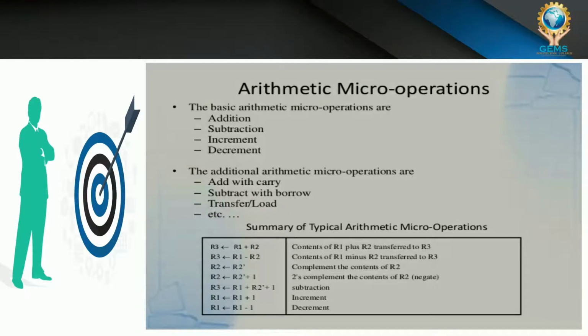But all operations will be performed on registers only, because a register contains the data and that particular data only we are operating on. What are the arithmetic operations? We will see the types of operations one by one. The first category of micro operations we are going to talk about is arithmetic operations. Arithmetic operations are addition, subtraction, increment, decrement. So these are the arithmetic operations.